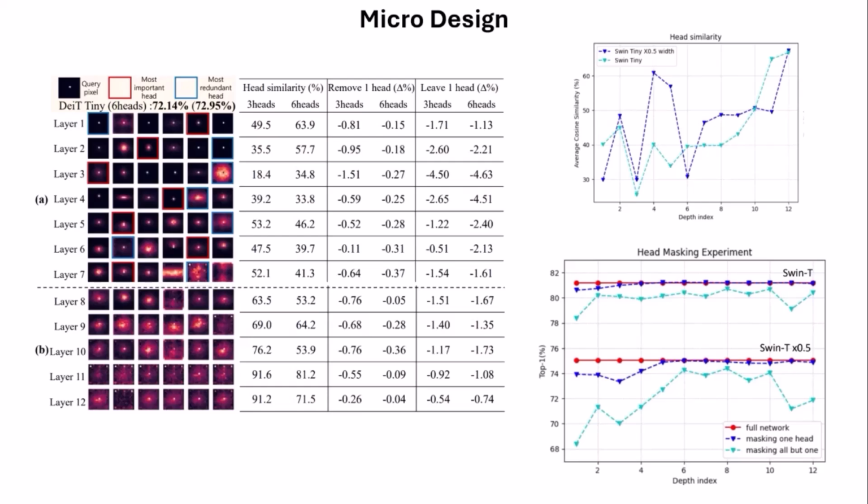But the other thing that we can see is that for masking all except one, this cyan color, we see that for the deep layers, like from depth 6 to 10, the performance drop is not much. But for the early layers, it reduces the accuracy a lot. So that's one of the things that is inspiring others to use single head attention in deep layers. So okay, it's enough about this analysis. Now let's talk about how we can design a new neural network.